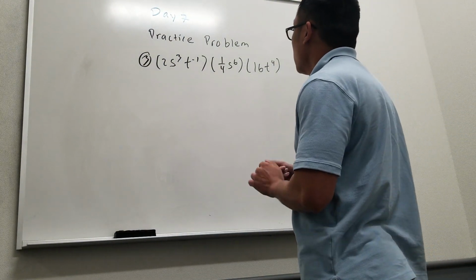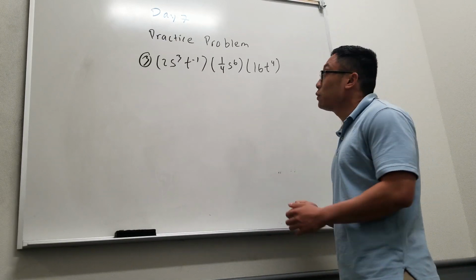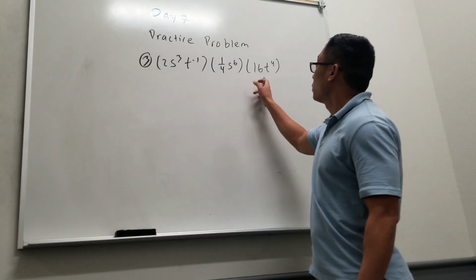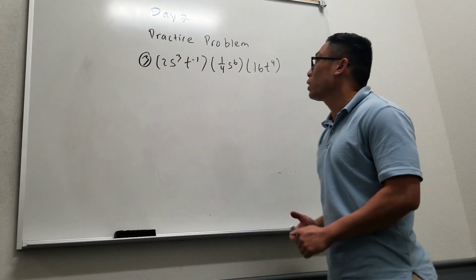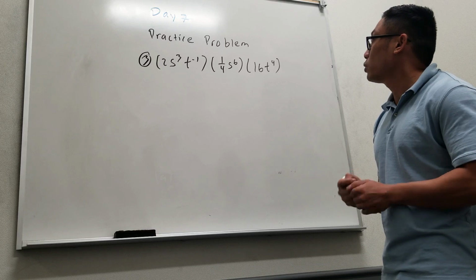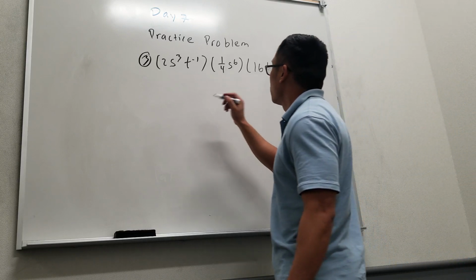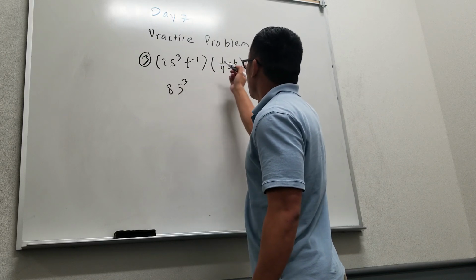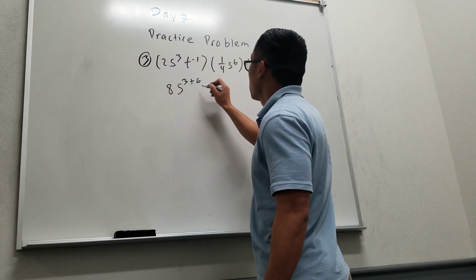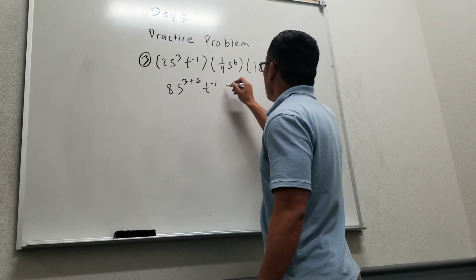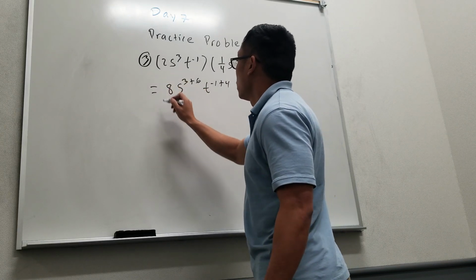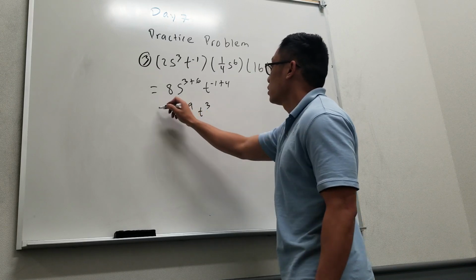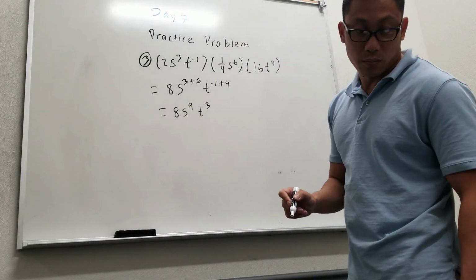So the numbers, we can always go with the numbers. I usually do the numbers first. 2, 1, 4, 16. There's many ways to do it. You can think about 16 and 1/4. That's 4 times 2 is 8. It's probably the easiest way to approach that. So that's 8. And you have x cubed. Then we're adding the exponents, so that's 6. It's negative 1 plus 4, right? This is just 8x to the 9, t to the cube. That's it. Pretty easy, right? Number 4.